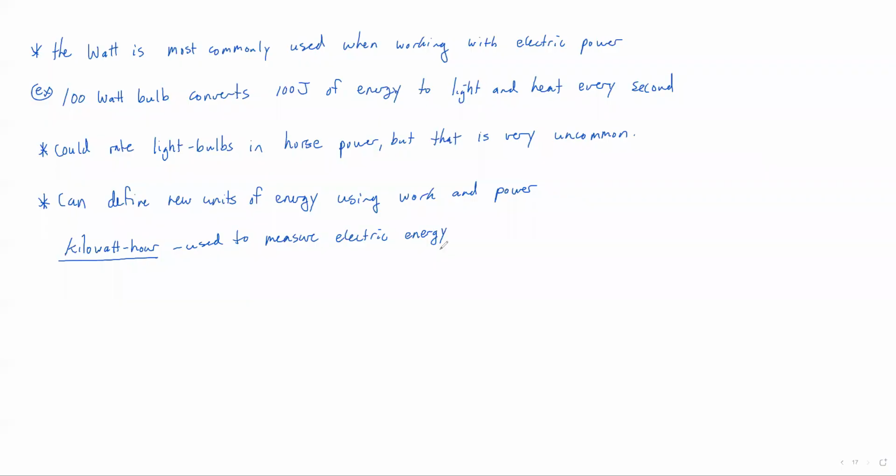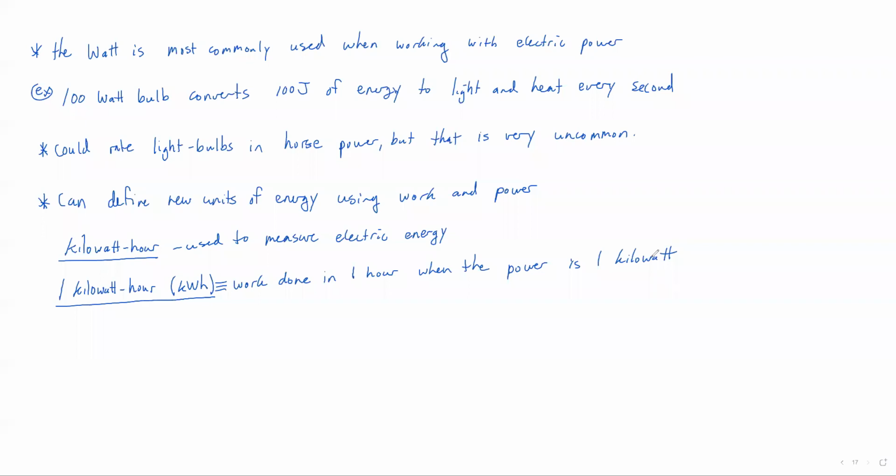Now, we can define a new unit of energy that uses work and power together. This is one you should all be familiar with, I assume, if you pay your electric bill: the kilowatt hour. The kilowatt hour is what your electricity is measured with. If you look at your PP&L bill or whatever electric company you have, it'll tell you how many kilowatt hours you use. So that's the unit that's used to measure electric energy.